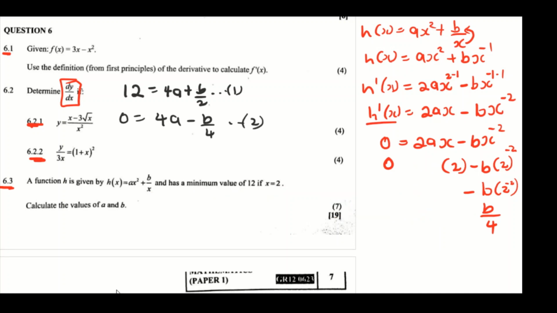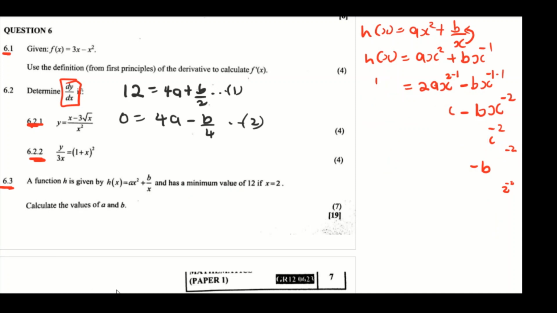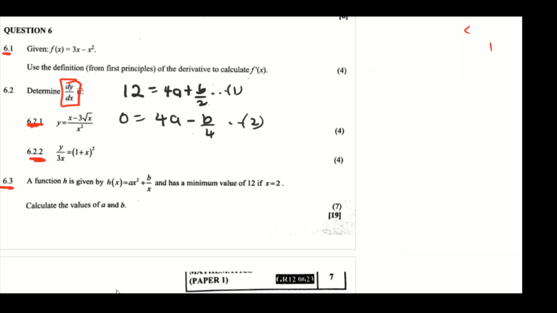Now let's find the value of a and b. We have our two equations, so we're just going to use simultaneous equations. You'll never run away from simultaneous equations. So now let's create equation 3. We can use any here. Let me use the second equation to create equation 3. So we're going to have 4a is equal to b over 4. I just took this to the other side, and then I divide by 4. So therefore my a is equal to b over 16. So this is equation 3.